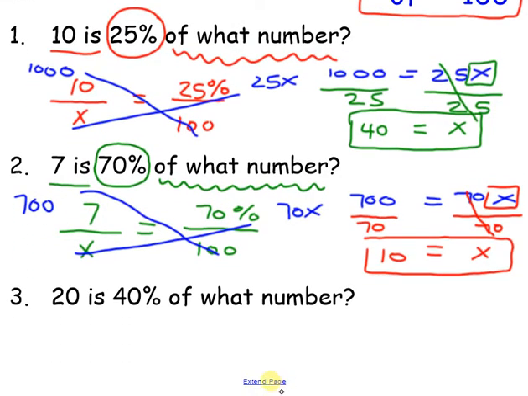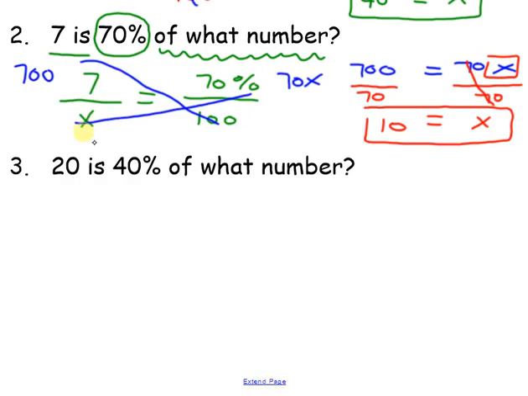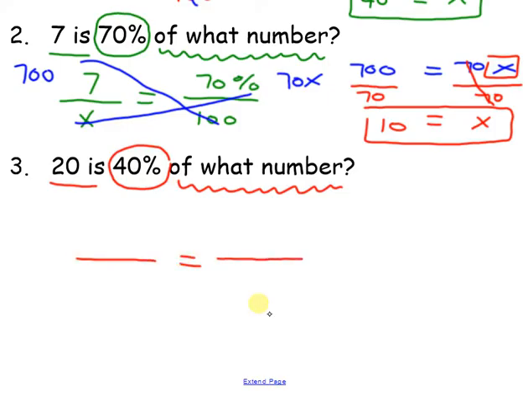All right, let's look at another problem down here. So we have 20 is 40% of what number? Set your fraction bars up, set them equal to each other. Your freebie is always 100. You have your percent over 100. If it says 20 is, your is on top. Of what number? Well, we really don't know. So that's going to be your x.